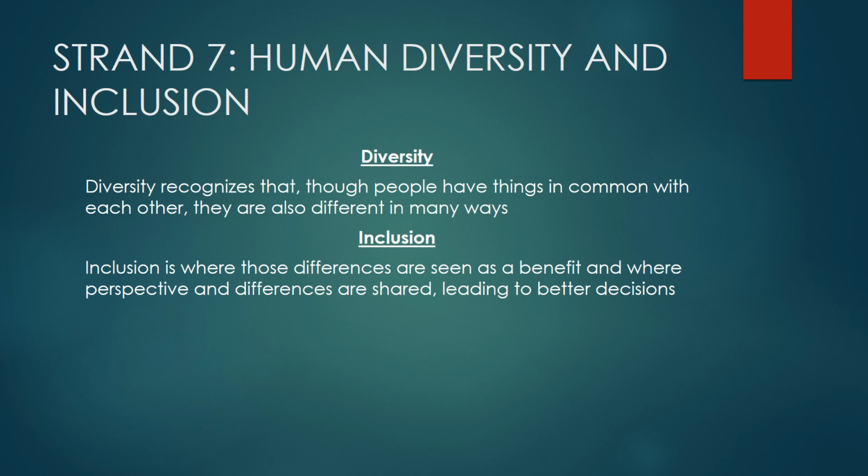Strand 7, human diversity and inclusion. In this section, you're first of all going to look at the definition of diversity and inclusion. Diversity recognizes that though people have things in common with each other, they also have differences in many ways. And then inclusion is where those differences are seen as benefits and where perspectives and differences are shared, leading to better decisions.